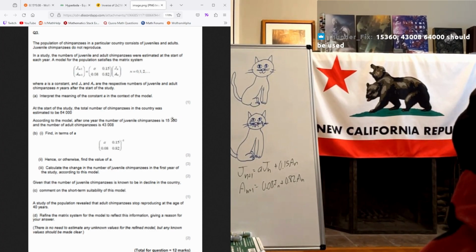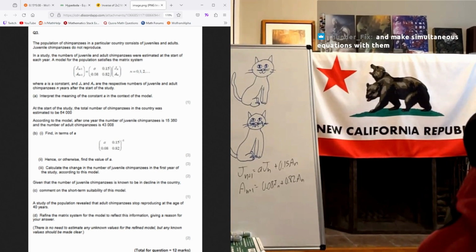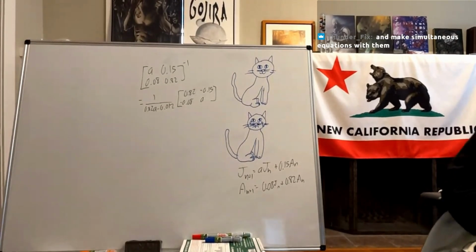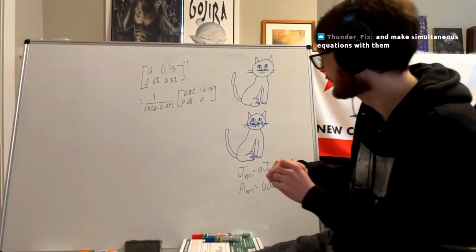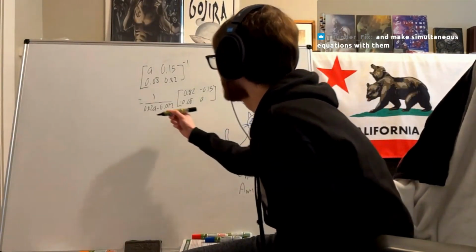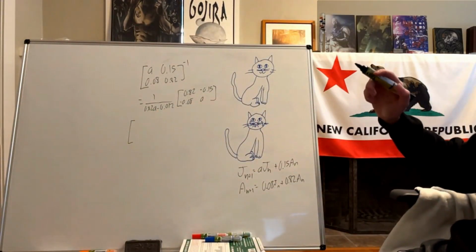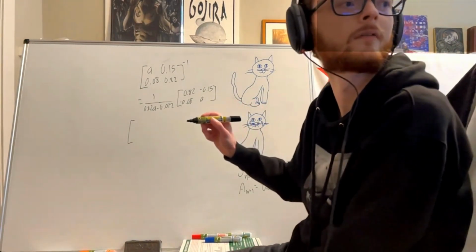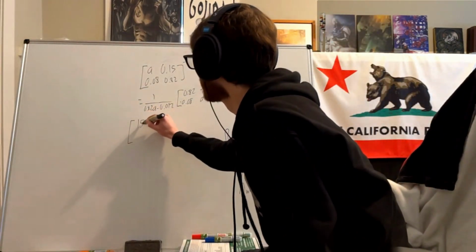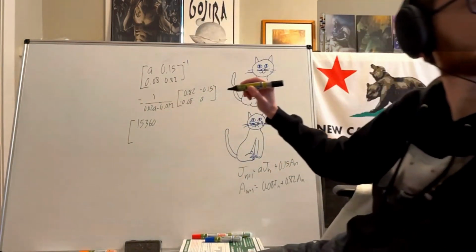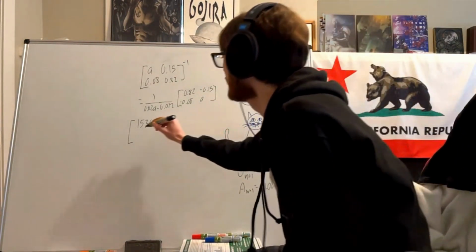this is our J sub n plus 1. This is our A sub n plus 1. And then J sub n plus A sub n is 64,000. I don't know exactly how this is gonna work, but let's try it. So J sub n plus 1 was 15,360. A sub n plus 1 is 43,008.